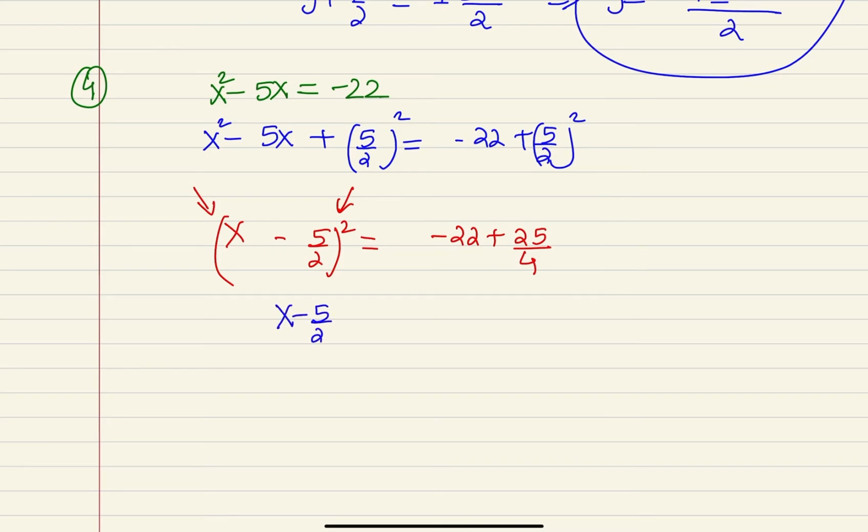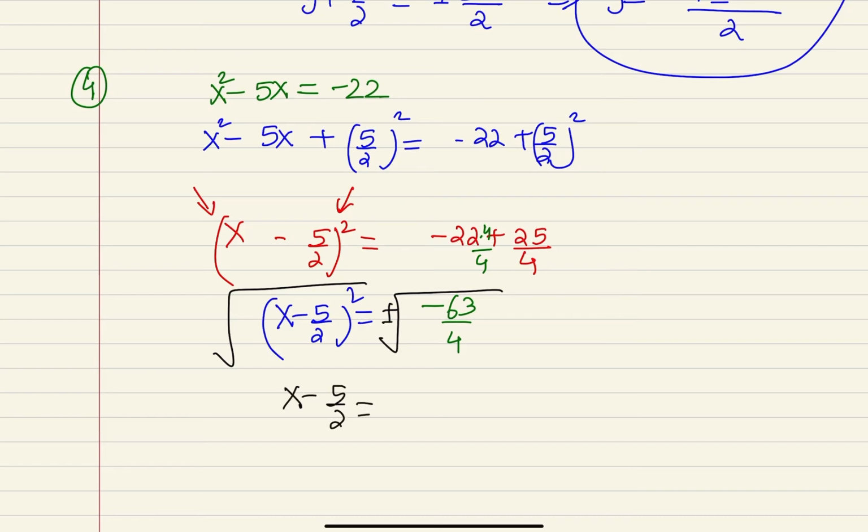So x minus 5 half squared equals, now on the left hand side, we do need to get the common denominator to be able to add these fractions. So we can have negative 88 plus 25, and that's negative 63 divided by 4. Let's go ahead and take square root on both sides. When we take the square root, we're going to put plus minus in the front. Left hand side, square root and square cancels.